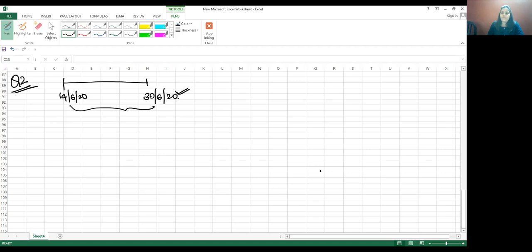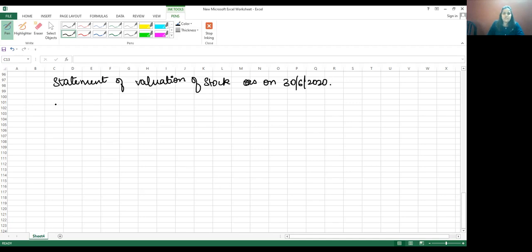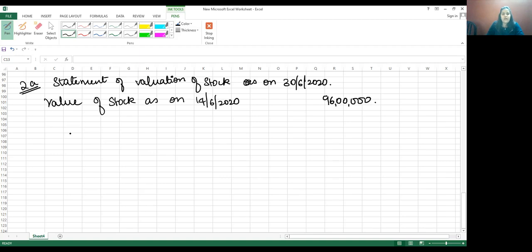Okay, so how to do the statement of valuation of stock as on 30 June 2020. Okay, now the value of stock given, so I'll write here 2a, value of stock as on 14th June 2020, they have all given us as 96 lakhs. Okay, then out of the goods sent on consignment, goods at cost worth 4,80,000 were unsold. So we will add them back.